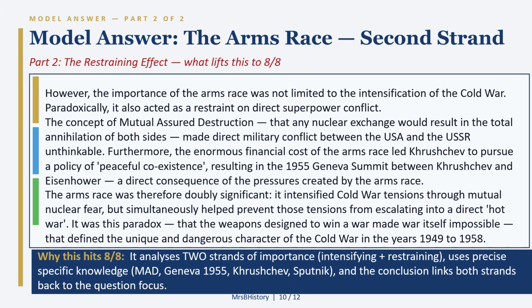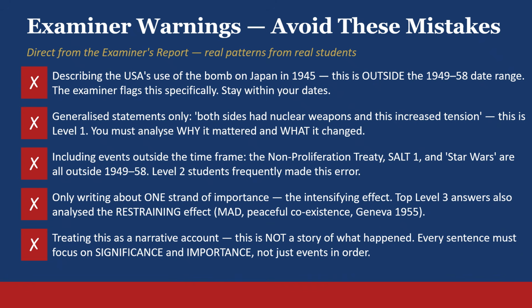That conclusion brings both strands together and it wraps them back to the exact question focus, the development of the Cold War, and that would get you an 8 out of 8. Before we go through the checklist, let's look at 5 mistakes that the examiner's report included. Firstly, as we've already mentioned, describing America's use of the bomb on Japan in 1945, which was out of the date range. The second mistake was generalized statements about increasing tension.